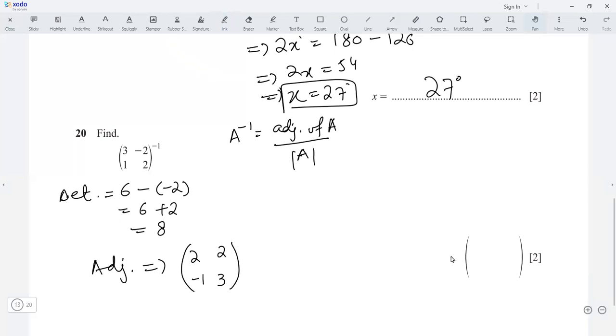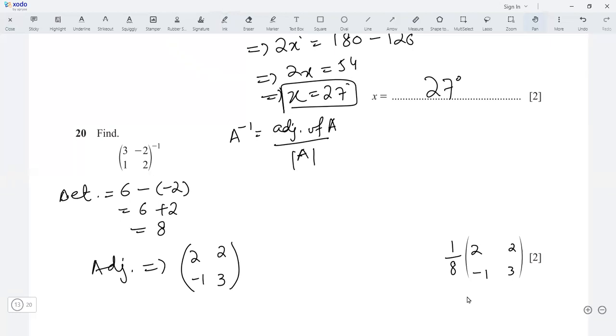We have to write down the determinant outside like 1 over 8 and write down the adjoint matrix inside the bracket like 2, 2, or we can say minus 1 or 3. The other way around is where we divide each and every value with 8. Both are fine. If you do like this, it will be fine as well.